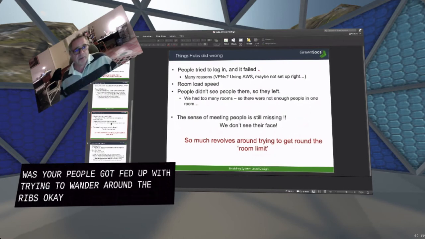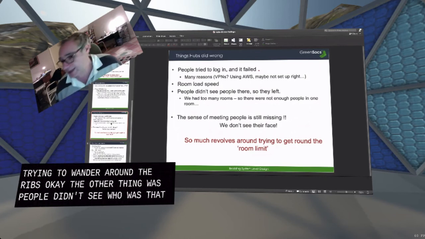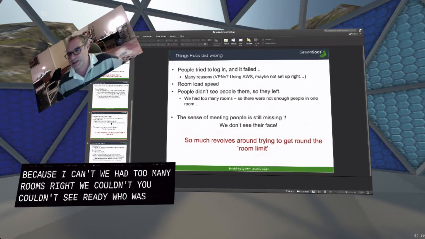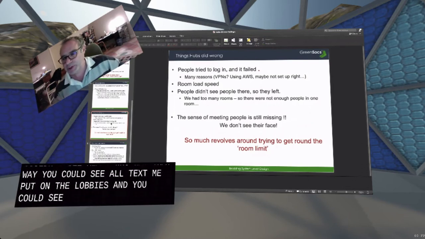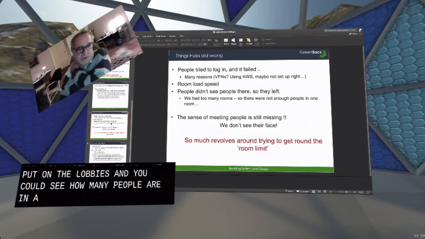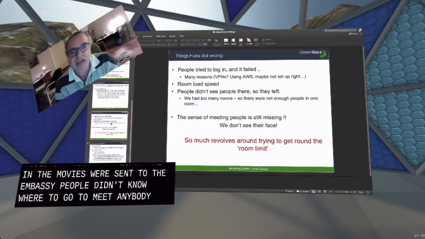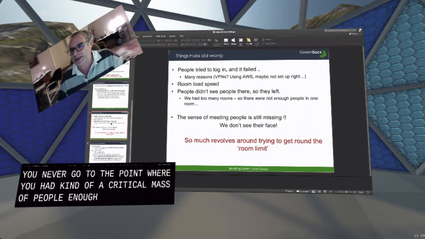The other thing was people didn't see who was there. Because we had too many rooms, you couldn't see really who was there. Now on AWS, we did have the page where you could see all the lobbies and how many people were in each lobby. But the whole point was people were supposed to move out of the lobbies into these conferencing rooms, so the lobbies were essentially empty. People didn't know where to go to meet anybody. So you never got to the point where you had a critical mass of people that would actually want to stay in the rooms.